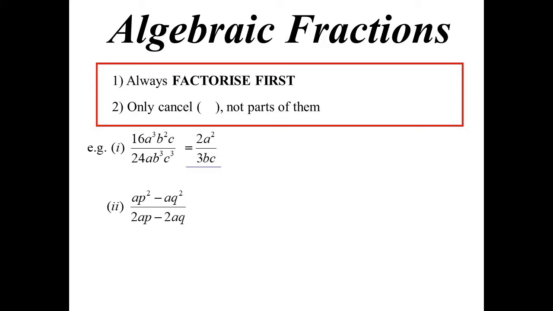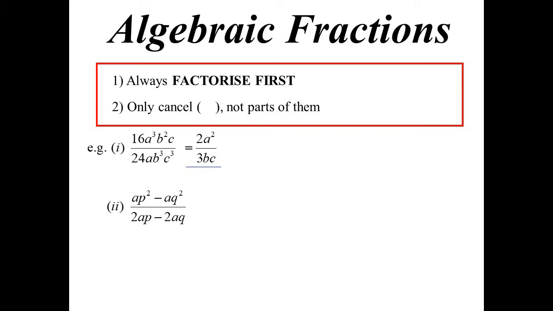But now we have this one. So what's the first thing I'm going to do? Well, factorise is the correct answer. Maybe I didn't stress that enough before. Always factorise first. The first thing you do is factorise. So which one would you factorise first, the top or the bottom?